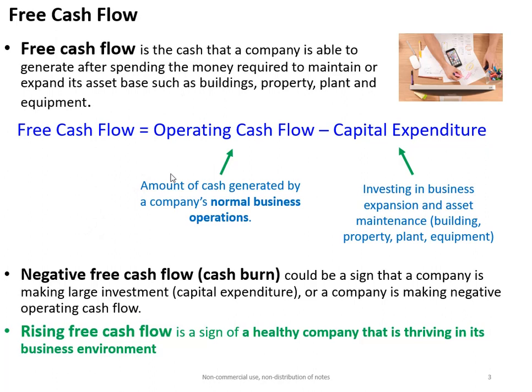So if the company is doing cash burn, you just need to divide the amount of cash on the balance sheet by the negative free cash flow. That will tell you how many months or how many years the company can survive if they keep doing cash burn.